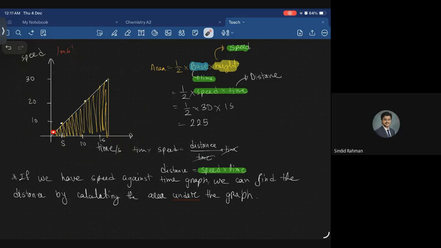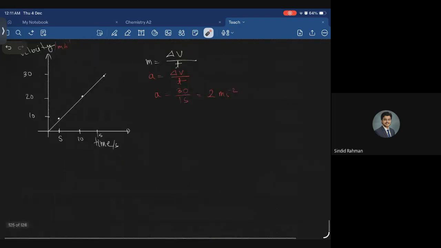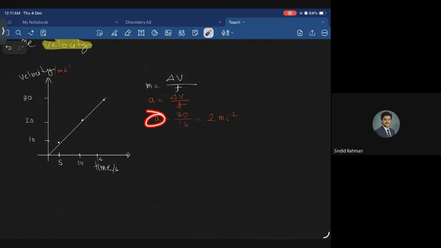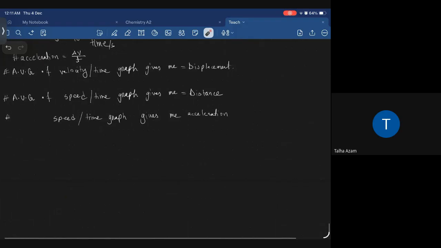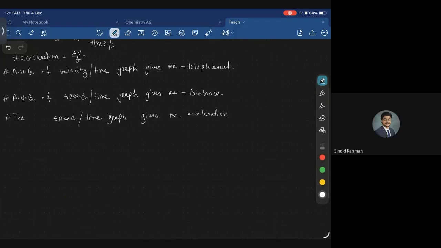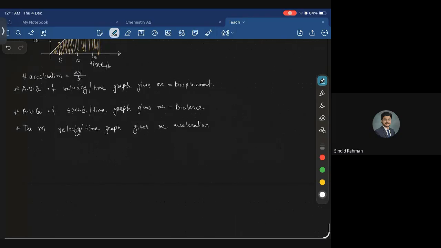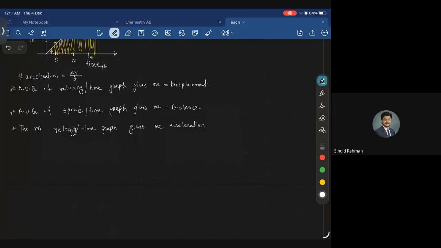We have to calculate the gradient, right? The gradient gives me what? Acceleration. Remember? So the gradient of a speed time graph gives me acceleration, or let's say velocity time graph. Let's not write speed, velocity. Is it clear? Yes, clear. Okay, if it's clear, let me give you some exercise to do.